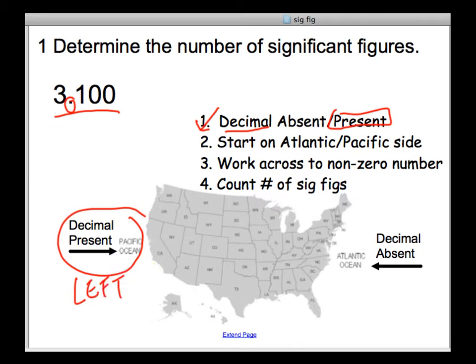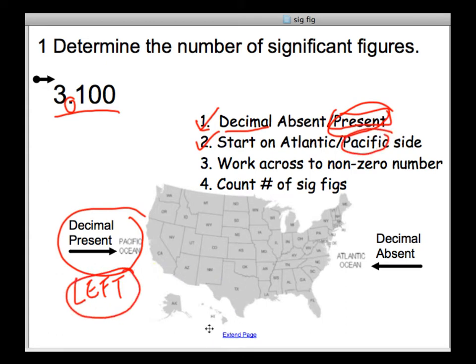So I'm actually going to start, when I'm doing this next step here, on this side of the number, the left side. So here I go, from here. I'm going to work my way across it. So that's the second step there, just figuring out what side you're going to start on based on whether your decimal is present or absent. My decimal is present. I start on the Pacific side, which is my left side of the number.